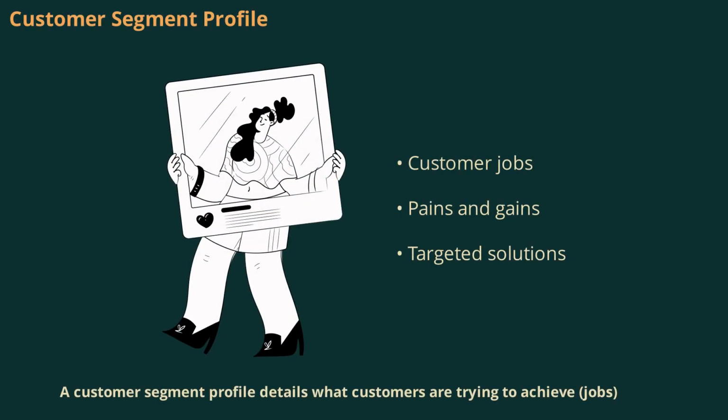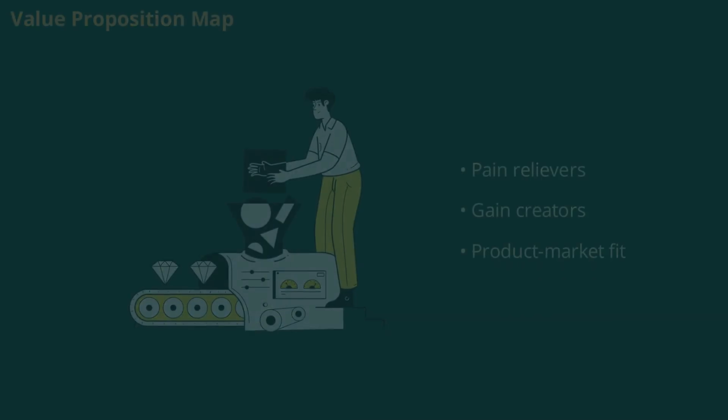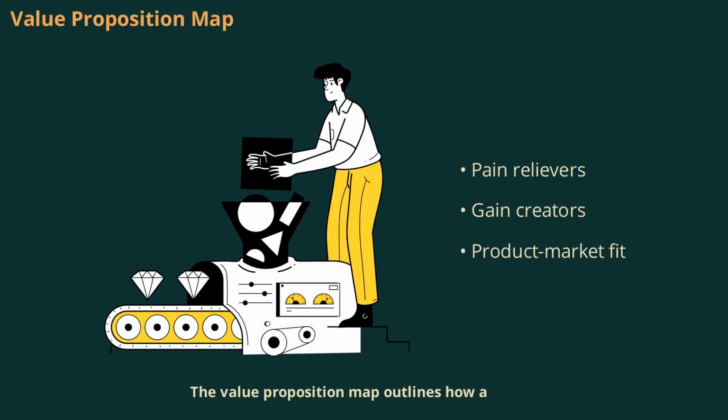Customer segment profile details what customers are trying to achieve, jobs, the pains they experience, and the gains they seek. By mapping these elements, organizations can better understand their target audience and design products or services that address real needs and desires. Value proposition map outlines how businesses' products and services address customer jobs, relieve pain, and create gain.